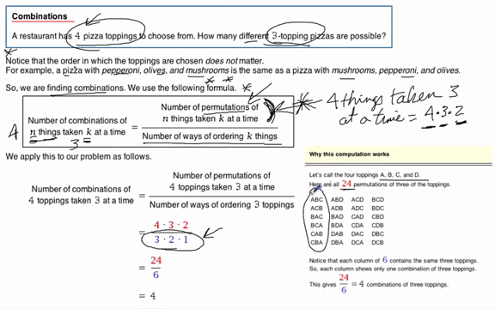And remember, the order doesn't matter. So like it said up here, pepperoni, olives, mushrooms is the same as mushrooms, pepperoni, olives. So ABC and ACB and BAC and BCA, all these, they're really the same. They're really the same pizza. So what we really have is 4 different combinations, right?